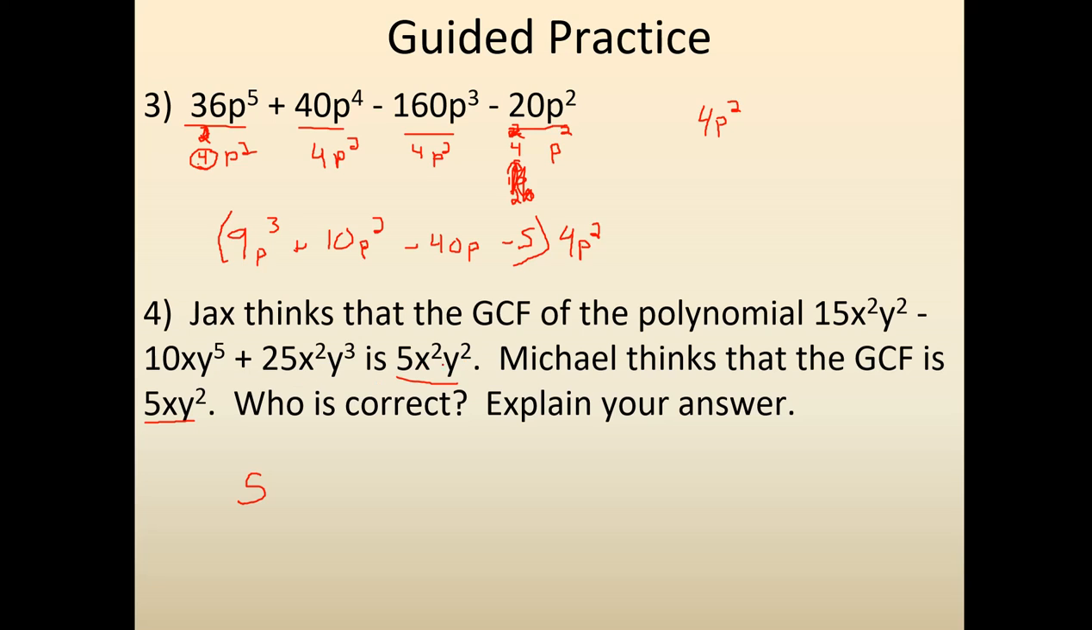Now let's check if it's x or x squared. So this has an x squared, this has 1x, and this has an x squared. We go with the smallest exponent. So x is going to be the greatest common factor because it's 1.